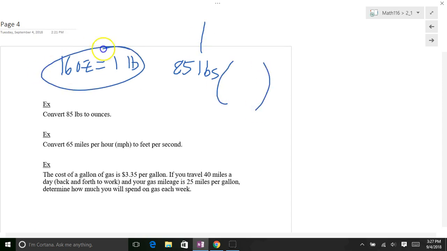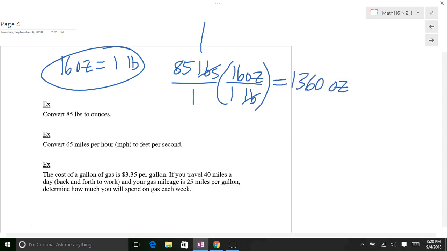Are we going to go 16 ounces over 1 pound or 1 pound over 16 ounces? Remember, pounds are on the top, so I need the pounds to cancel. So I'm going to put the 16 ounces on the top over the 1 pound on the bottom so my pounds cancel. So now we've got 85 times 16, all over 1, and this ends up being 1,360 ounces.